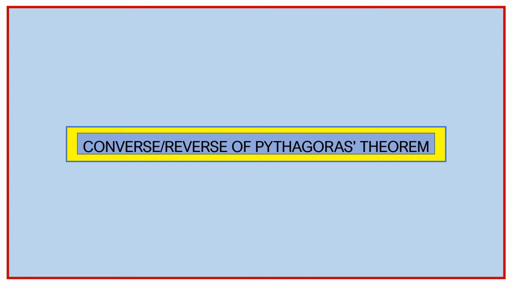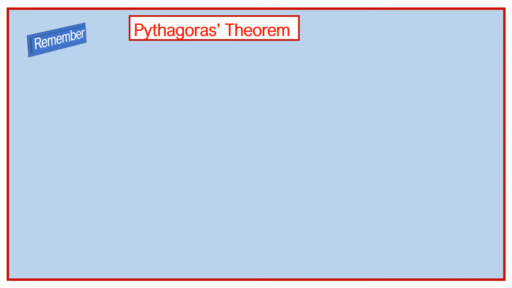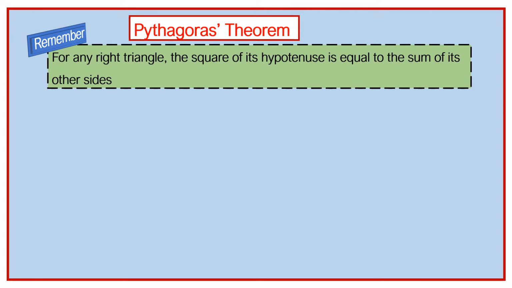Hello students, today we will look at the converse or reverse of Pythagoras' theorem, and this is on page 86 of your textbook. So we have looked at Pythagoras' theorem already. Remember, for any right triangle, the square of its hypotenuse is equal to the sum of the squares of its other sides.